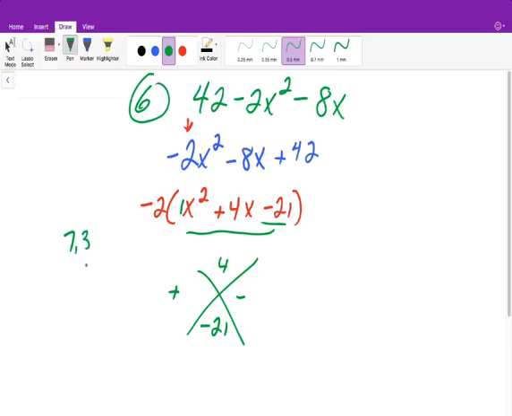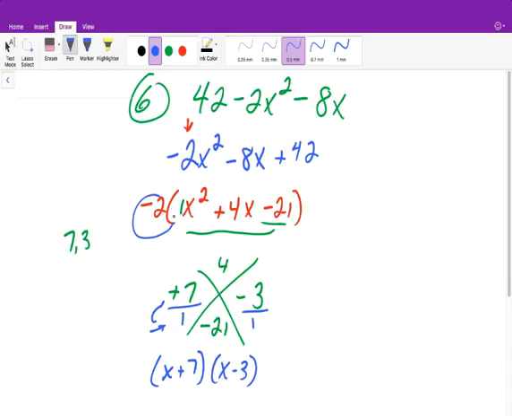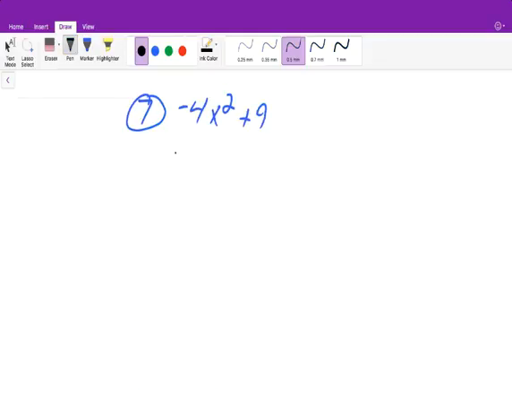So since this is positive 4, our 7 must be positive and our 3 is negative. And now we're going to go ahead and divide by the number in front of our x squared. So that's 1. So we're left with, remember we start from the bottom, now we're here, so we're left with x plus 7, and then it's x minus 3, and we just cannot forget about our GCF, so it's minus 2.